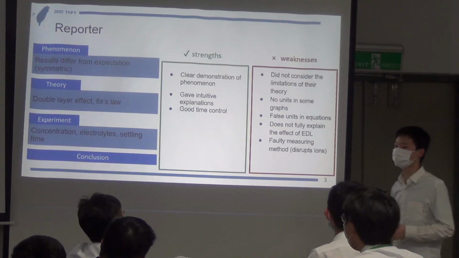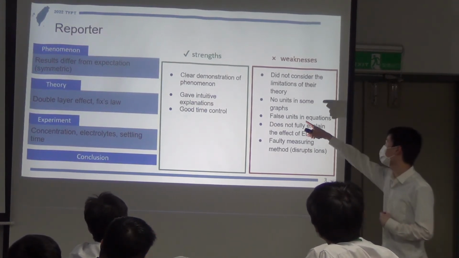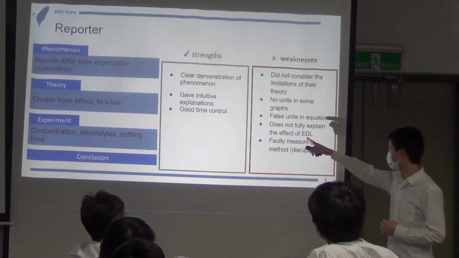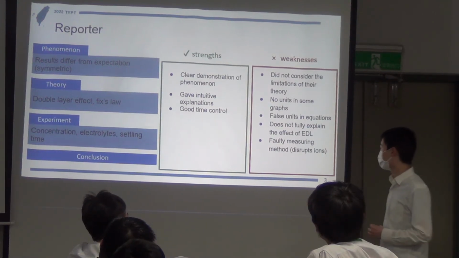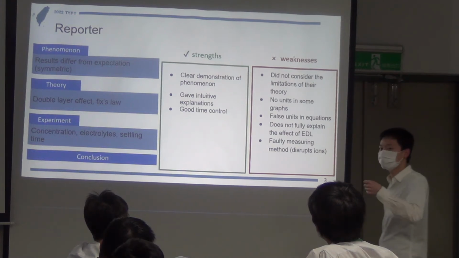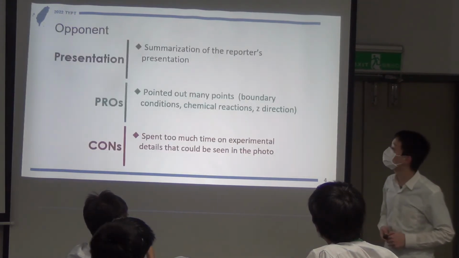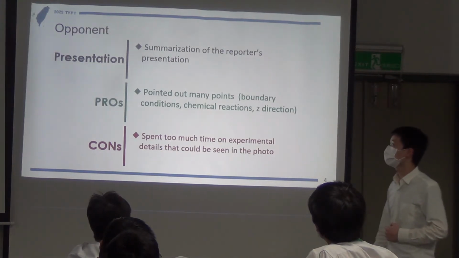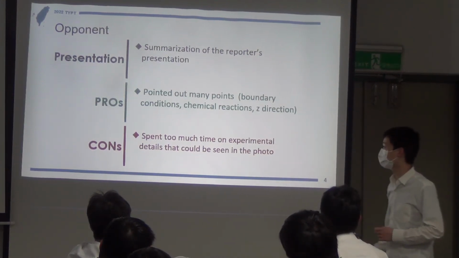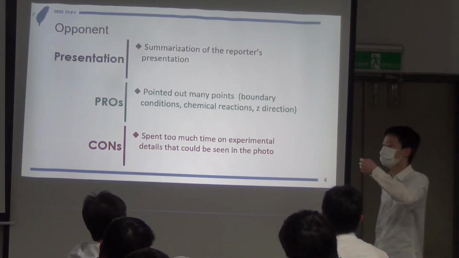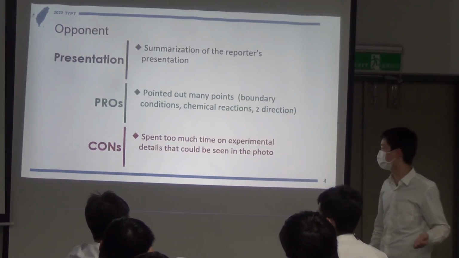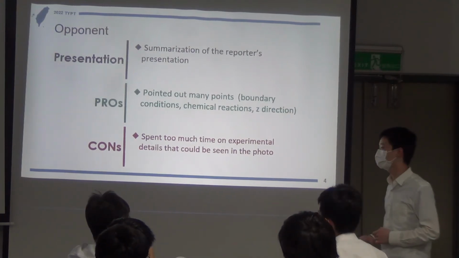Their strengths include clear demonstration of the phenomenon, intuitive explanation, and good time control. However, they did not consider limitations of the theory. They had no units in some of the graphs and false units in their equation. They had not fully explained the effect of EDL, the electric double layer. Also, they had faulty measuring methods, which might disrupt the ions in their water. For their opponent, he did a good summarization of the reporter's presentation. He pointed out many points, including boundary conditions, chemical reactions, and different electric potentials along the Z direction. For their cons, they spent too much time on experimental detail that could be seen in the photo in their presentation.